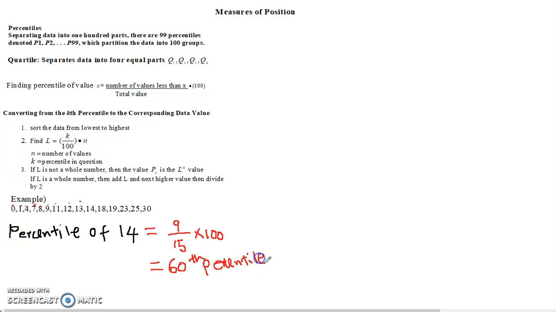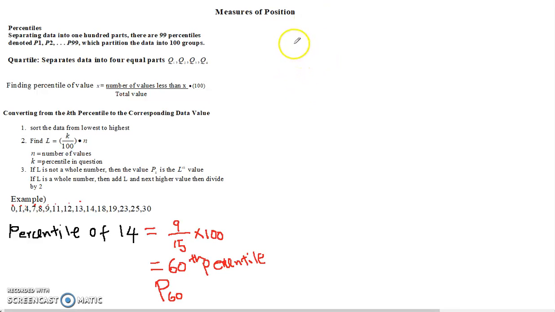Now we can also write this using the notation we call P60. That indicates the 60th percentile. So that was finding the percentile of the value x. Now the other one that we need to look at is finding the value when you're given the percentile. So let me just do that.